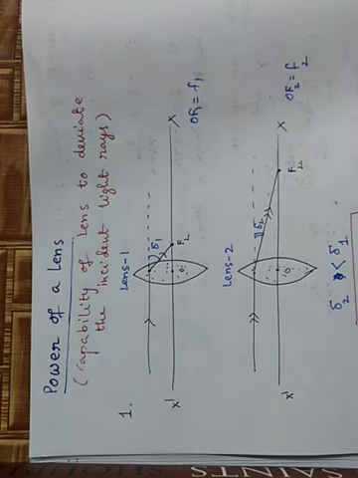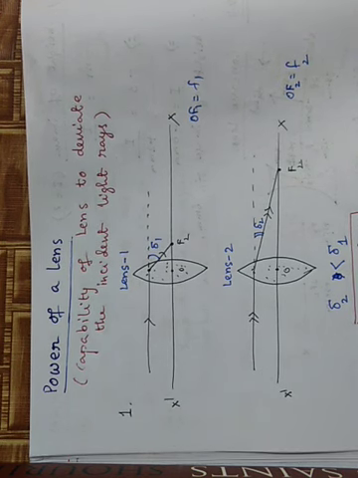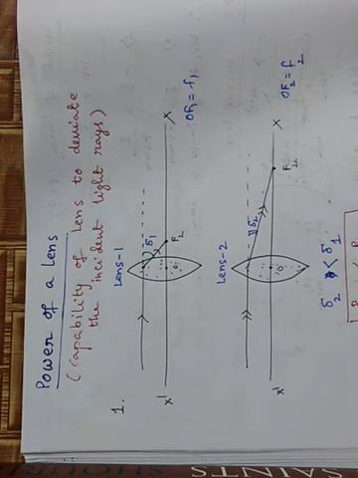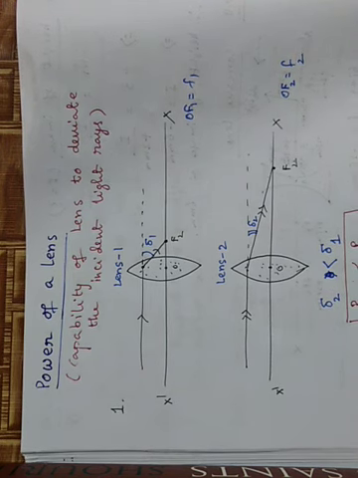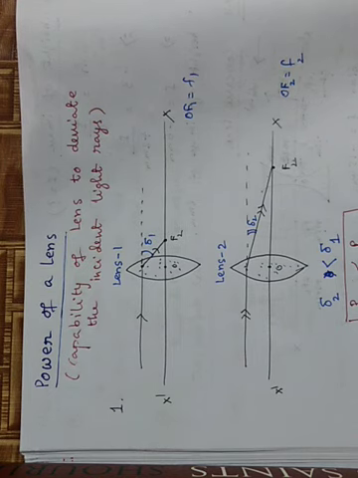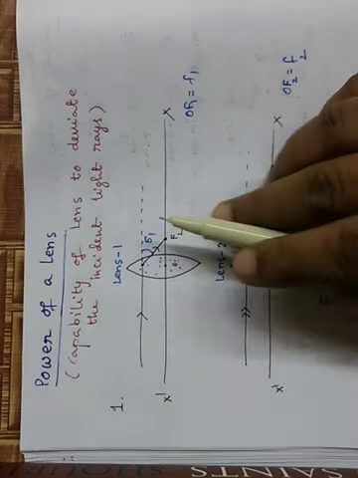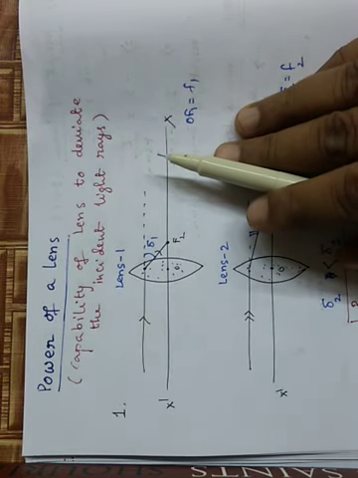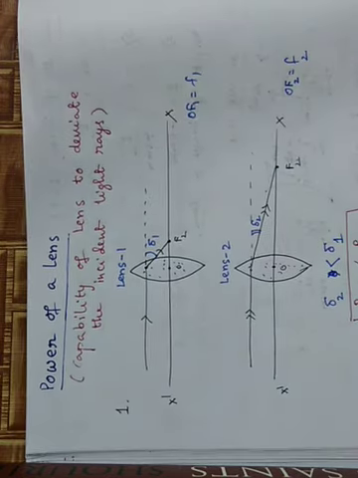Next we have to come to our topic, that is power of the lens. What is the literal meaning of the power of the lens? Lens is made of refracting substance and its property is to bend the incident ray. So in literature we can say that power of a lens measures the capability of the lens to deviate the incident light rays. For that we have to explain by two diagrams.